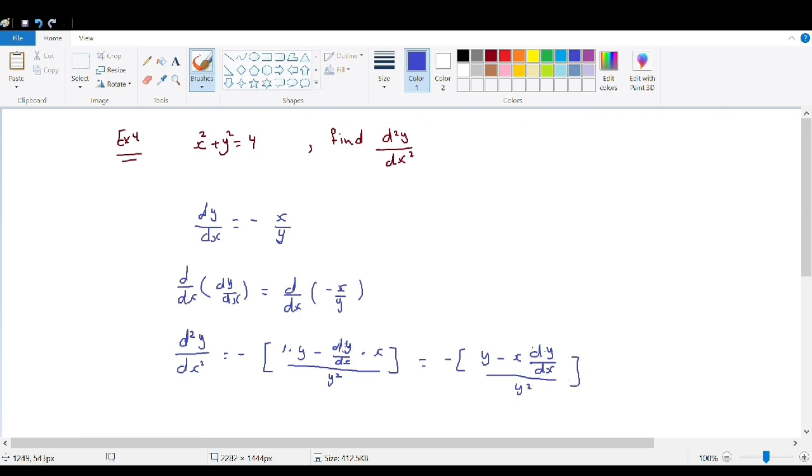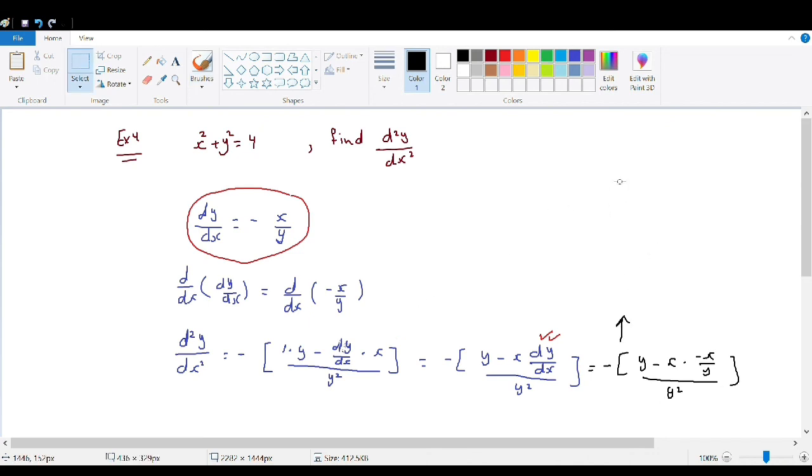But what is dy over dx? We know that dy over dx is given by this one, minus x over y. So you need to replace it by minus x over y. So this will give us equal to minus, here we have y minus x multiplied by minus x over y, all over y squared. So here we have y minus x over y, all over y squared.